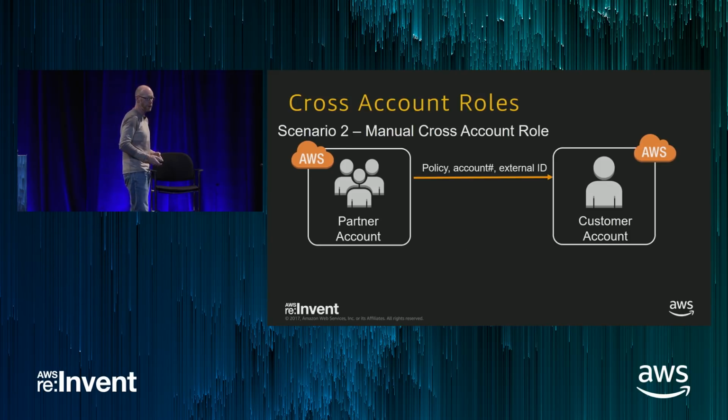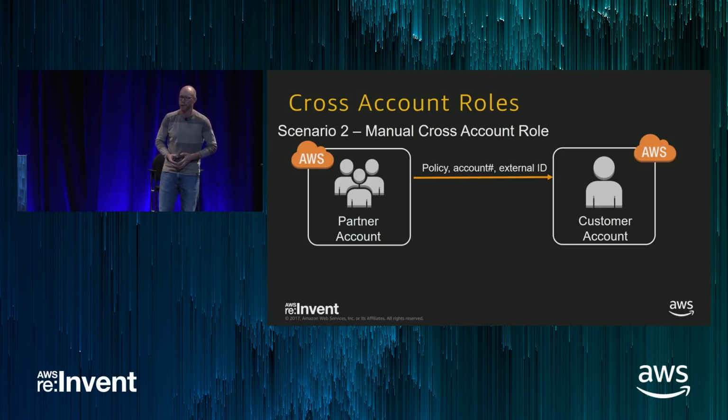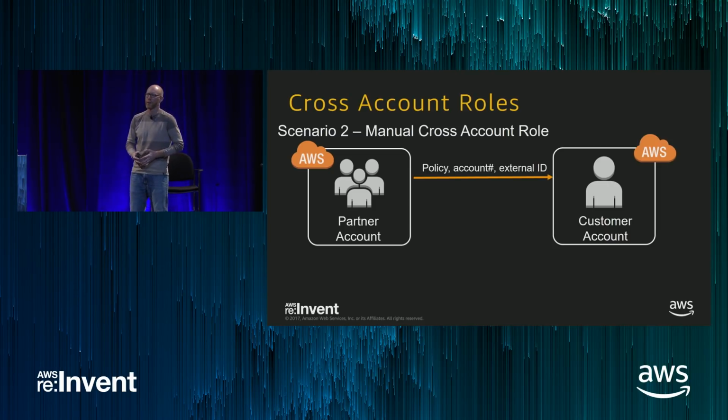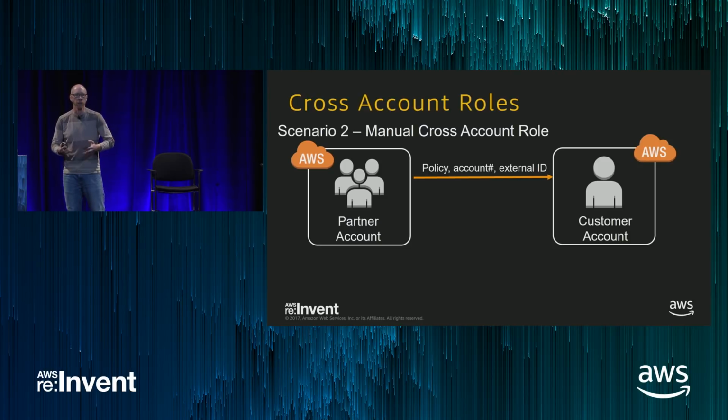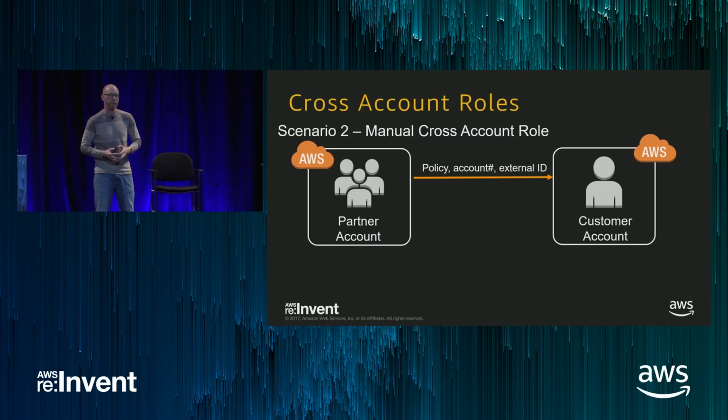So what's going to happen here first is that the partner's going to hand me a policy, an account number, and an external ID. I often find that this is through some sort of a setup document or some sort of an onboarding wizard. The policy is going to be an IAM policy that I need to create that gives the solution the appropriate level of access. The account number is the account number of the partner solution that wants access to my account.